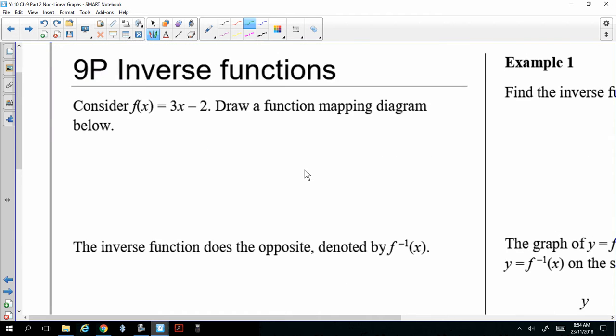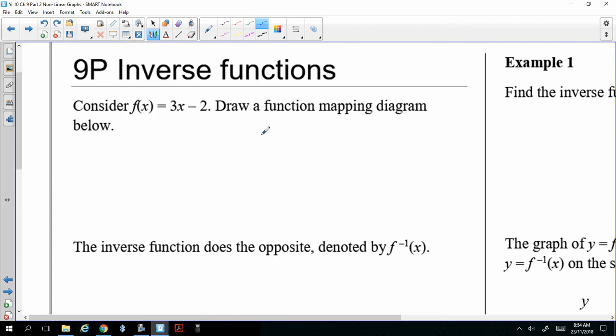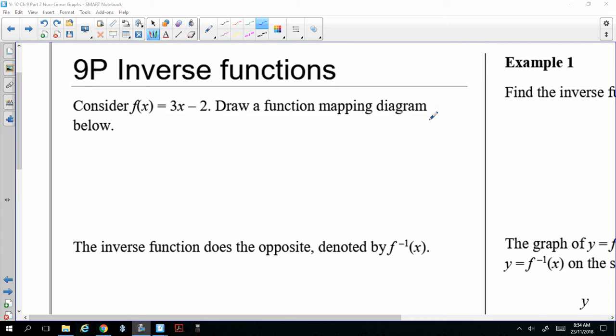This is an inverse function. To understand this, we start with a very simple example, and then we'll start to understand the concept. Okay, so draw a function mapping diagram. Let's revise what that means. You've got the x values, you've got the y values, and you apply the function f like we did before. So if I substitute x equal to 1, what do you get? 3 times 1 minus 2, you get 1, isn't it?